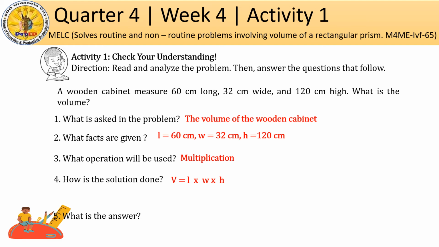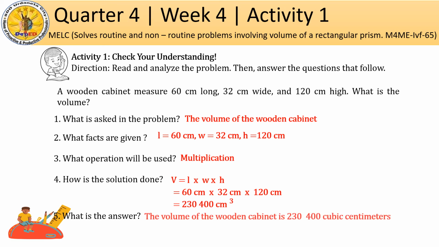The formula is volume is equal to length times width times height. So 60 centimeters times 32 centimeters times 120 centimeters is equal to 230,400 cubic centimeters. So what is the answer? The volume of the wooden cabinet is 230,400 cubic centimeters.